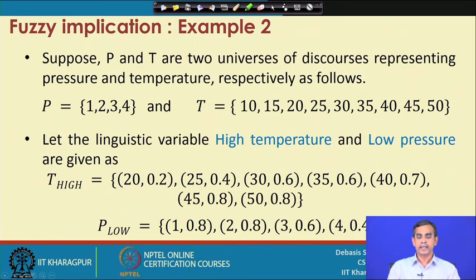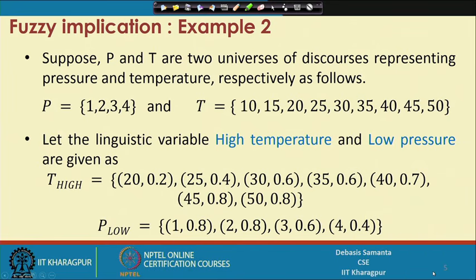Now, let us see another example, so that we can understand the fuzzy implication better. In this example, let us consider two fuzzy sets P and T. These denote the pressure in some scale and temperature in some scale. We can consider pressure and temperature as the two universes of discourse, giving the values of pressure that are possible and temperature that are possible.